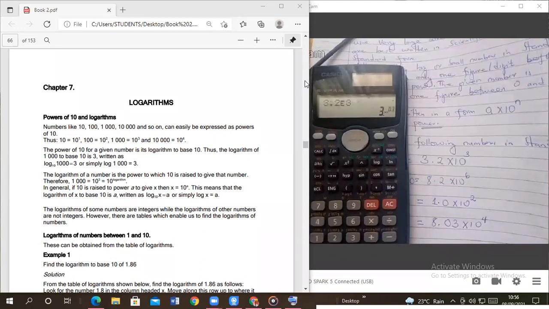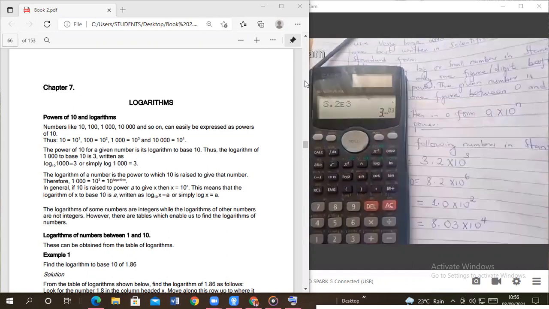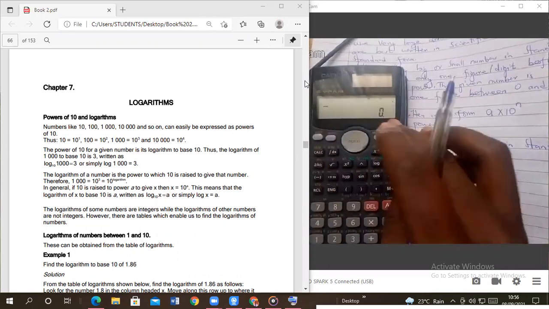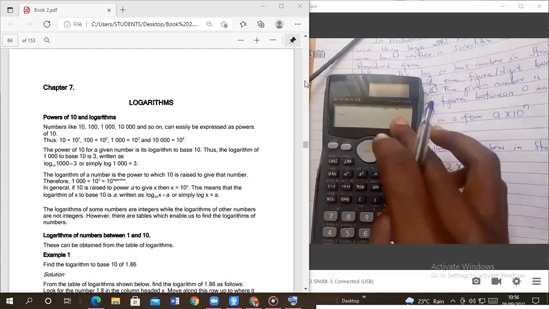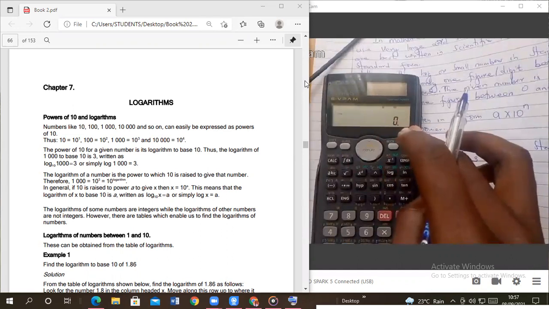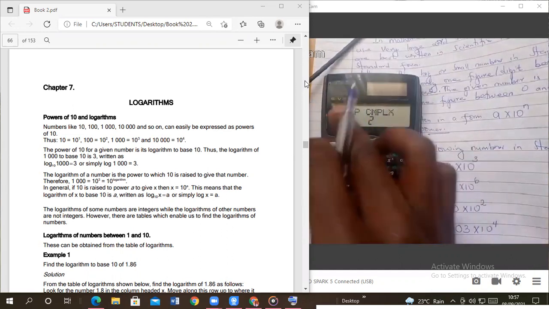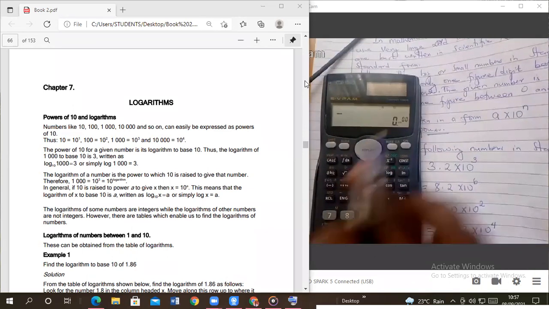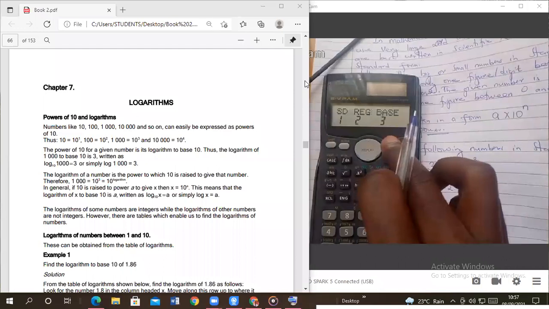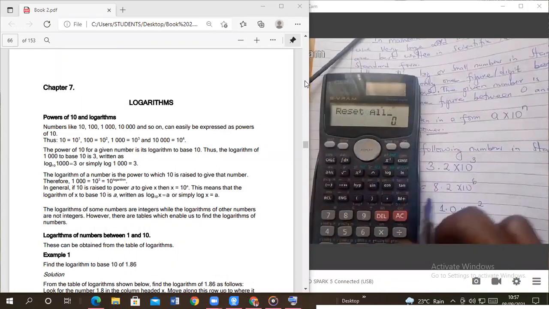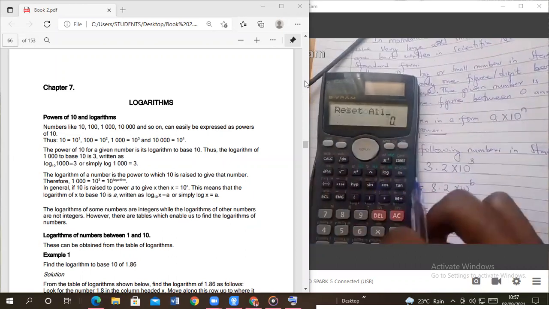So when you press 1, have you seen that? Yes, very good. If you remember, your calculator is still in scientific form. If you want to take it back, you press Mod, then you press Common, then you press 1. You can also reset your calculator, like that.